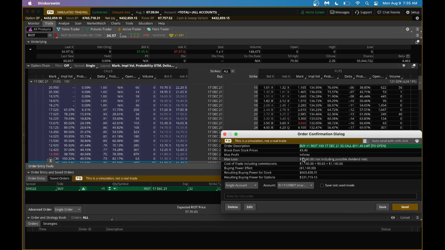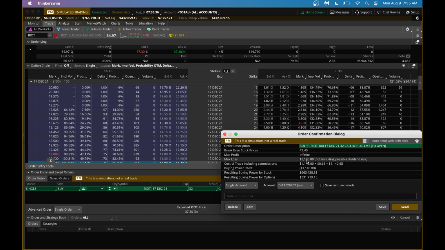If the stock stays above $43.40 by the expiration date, which is 17 December, you will make money. Otherwise, you'll lose your money, but you need not wait till the expiration. If you make some profit in between, you could take that profit off the line and sell the call option. As you can see here, this is one way to play. Your profit potential is infinite, and your max loss is $1,140.